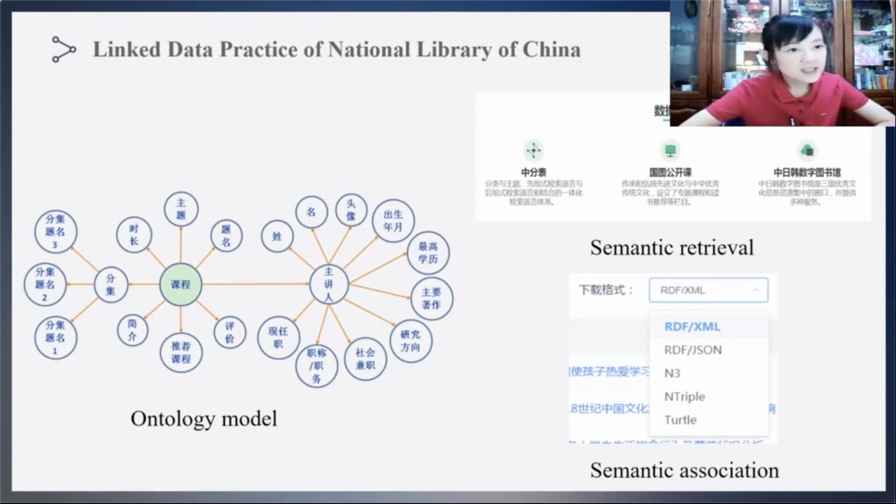The linked data registration and service platform used URI to name data entities and publish RDF data. This platform can realize SPARQL query and can be visited through API. We also provide file download in several different formats, such as XML, JSON, Turtle, to realize open access to linked data.